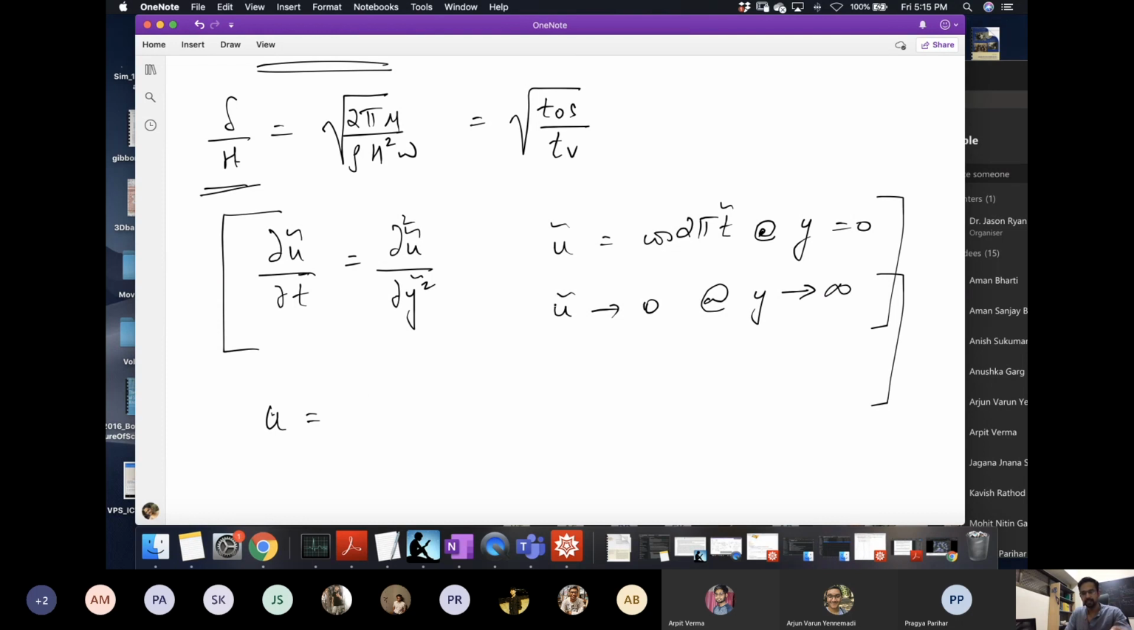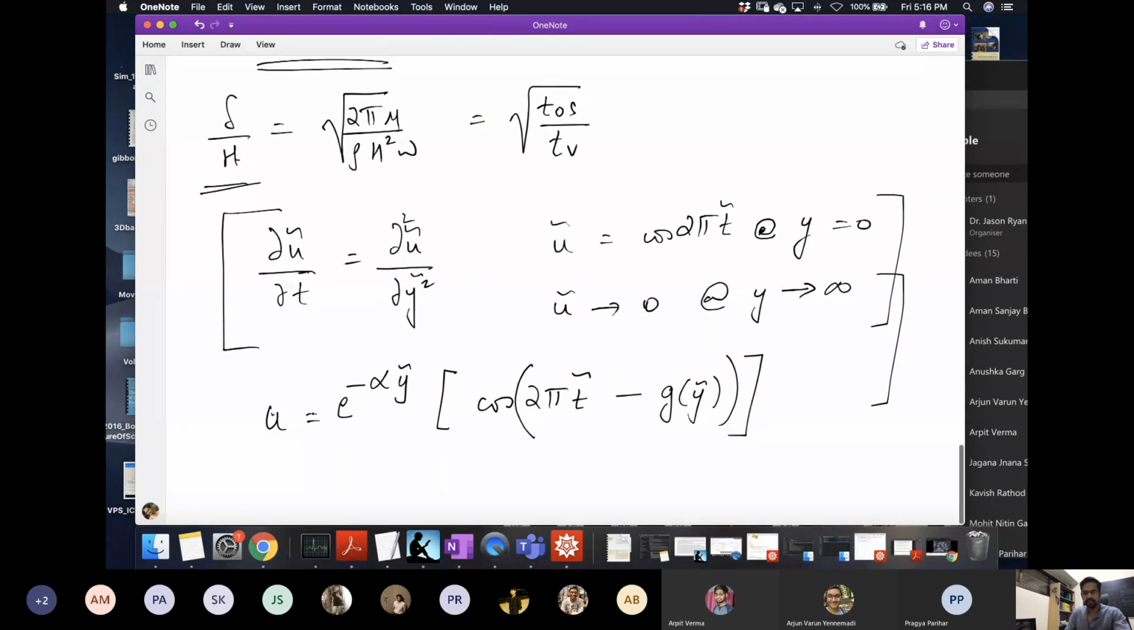But you can guess that u must decay in magnitude as y increases. So you can guess that it goes as e to the power minus some alpha times y tilde. This is an exponential decay. Whereas in time you want it to oscillate, right? So you will have this cosine 2 pi t tilde, so that if y is 0, this term is 1, and close to the wall you are exactly cosine 2 pi t tilde. As y increases, the velocity decays, and you also expect that there might be some phase lag. So you put a phase lag here, some g, which depends on y. Okay, so this is a guess.